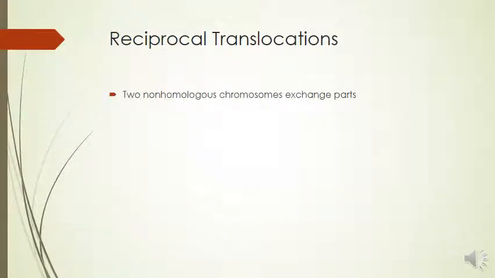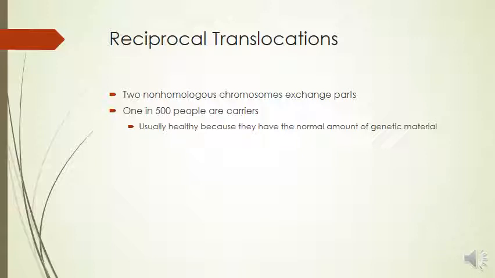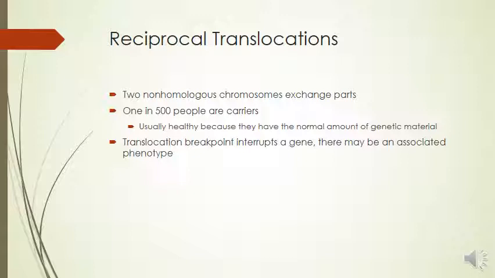Reciprocal translocations are where two non-homologous chromosomes exchange parts. 1 in 500 people are carriers, usually healthy because they have the normal amount of genetic material. The translocation breakpoint may interrupt a gene.